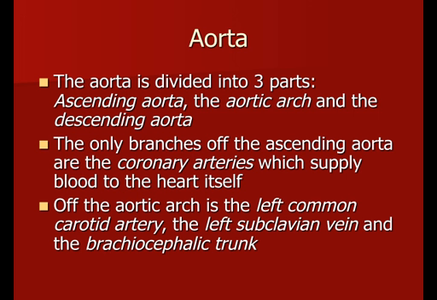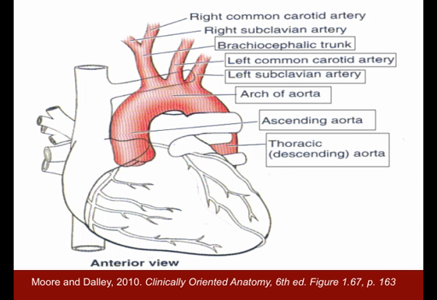Okay, your aorta, pretty important stuff, divided into three parts: the ascending, the arch, and the descending. The only branches off the ascending aorta are the coronary arteries, which supply blood to the heart itself. Off the aortic arch are the left common carotid artery, the left subclavian vein, and the brachiocephalic trunk. Okay, and there they are, just your three branches off of the transverse.